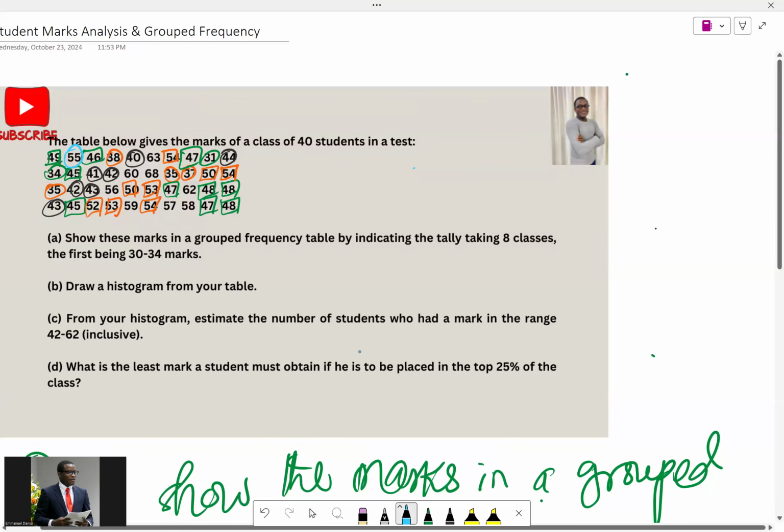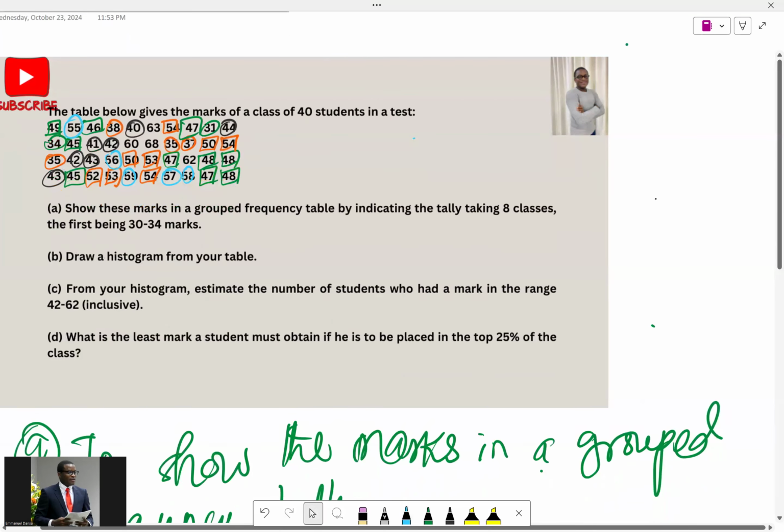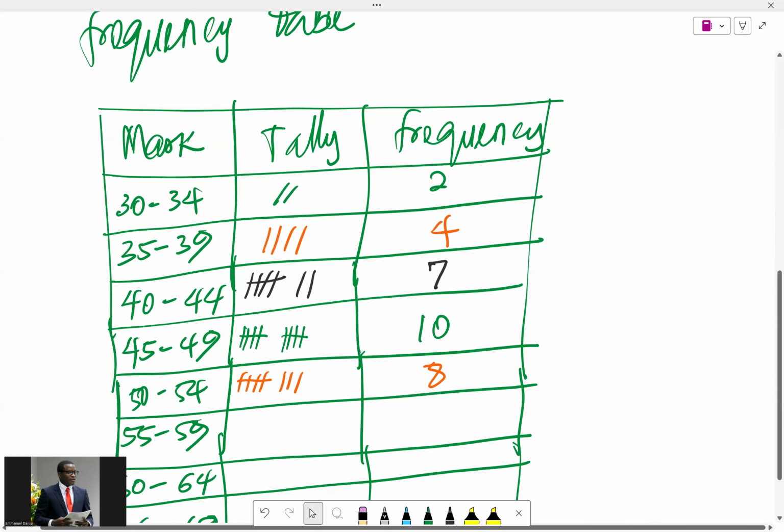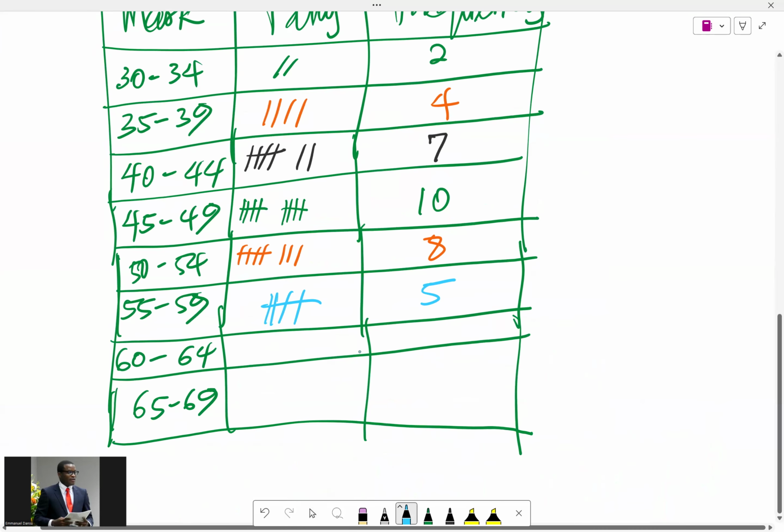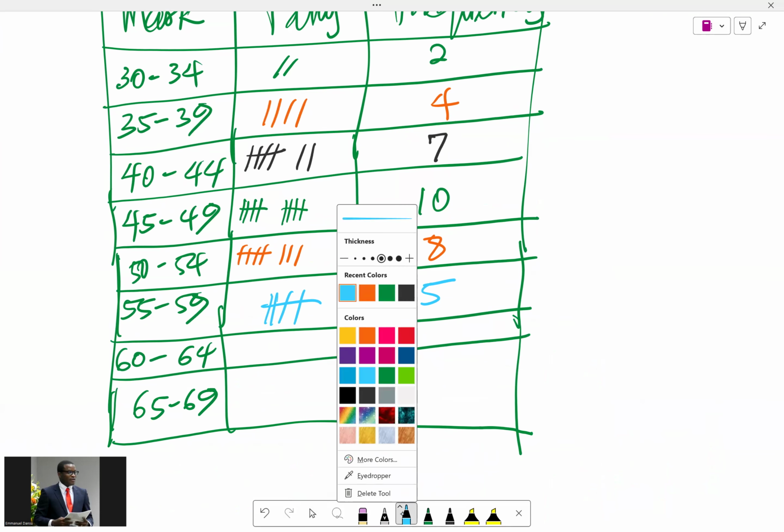55 to 59, that's one, two, three, four, five. So it's five in all. So we have one, two, three, four, five. That's five. And then let's say I need, let's go for purple.